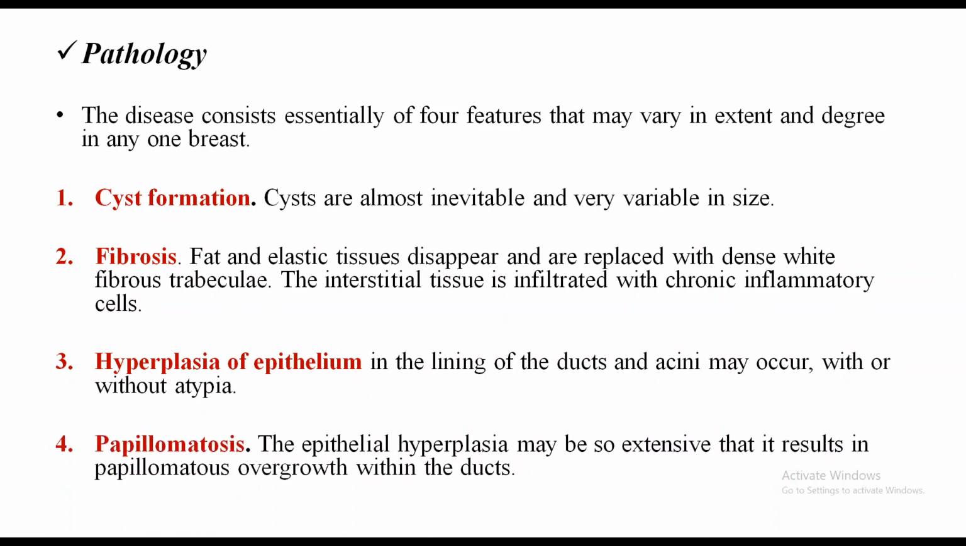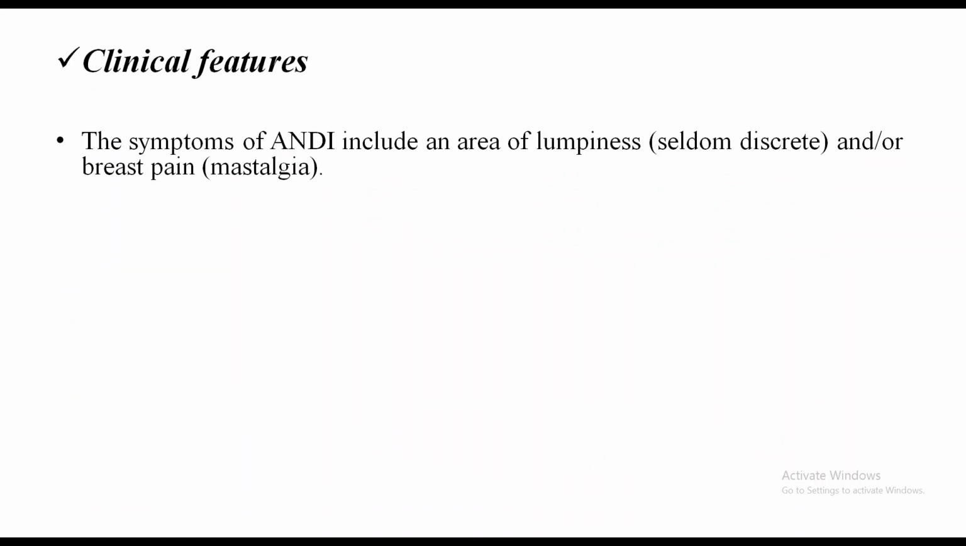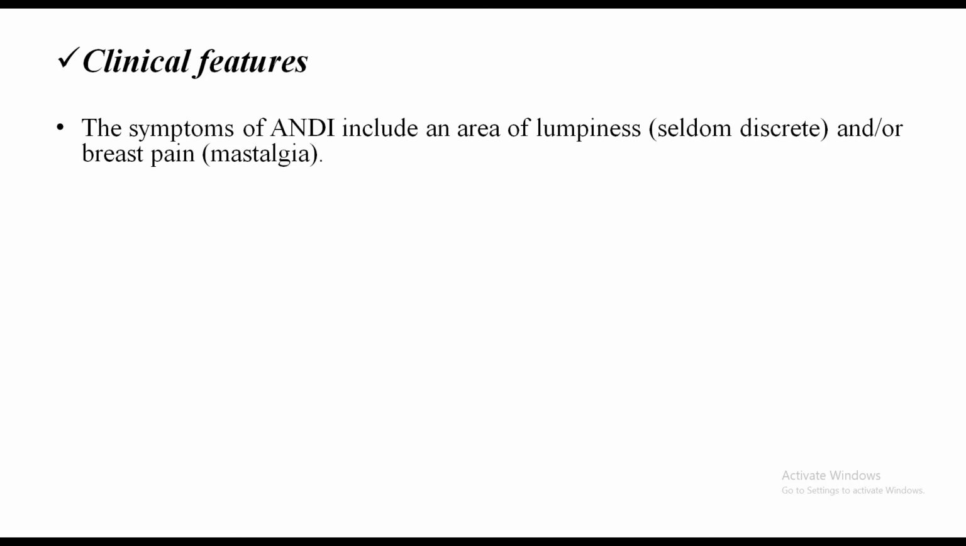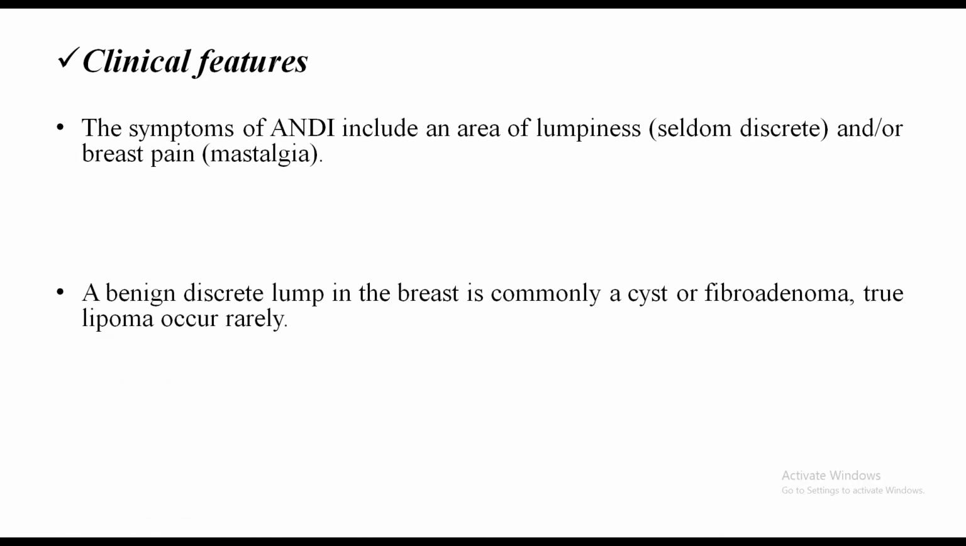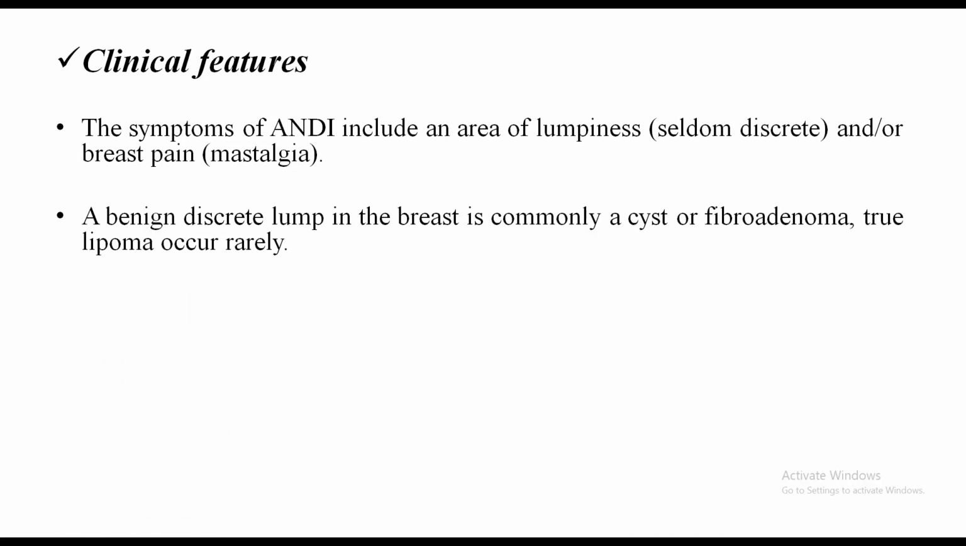Then papillomatosis. The epithelial hyperplasia may be so extended that it results in papillomatosis, overgrowth within the duct. The clinical features, the symptoms of ANDI, include an area of lumpiness, which may be discrete sometimes, and/or breast pain, that is mastalgia. A benign discrete lump in the breast is commonly a cyst or a fibroadenoma.